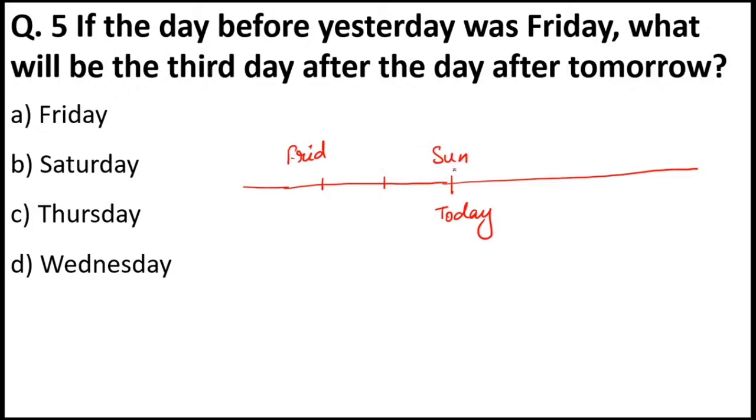Then after Sunday, what are they saying? What will be the third day after the day after tomorrow? So what is day after tomorrow? This is tomorrow. This is day after tomorrow. I can write day after tomorrow. And they are asking what will be the third day. So after day after tomorrow, the first day, the second day, and the third day, right? So if you count from here, you have to find out this: Sunday, Monday, Tuesday, Wednesday, Thursday. This is Friday.